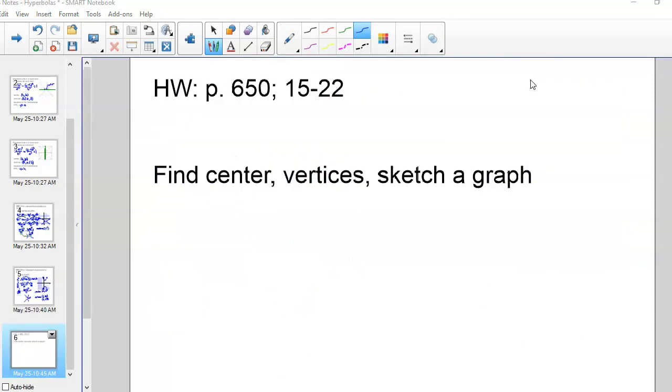Okay, and the homework assignment that's going to go with this is going to come from page 650. I'll upload that to Canvas so you can see a picture of that. I'll also put the answer key there. However, I do only want you to find the center, the vertices, and to sketch a graph of those. So any other information that it might give you on that answer key, you don't have to find. Just center, vertices, and a very rough sketch of the graph is all I need for those.